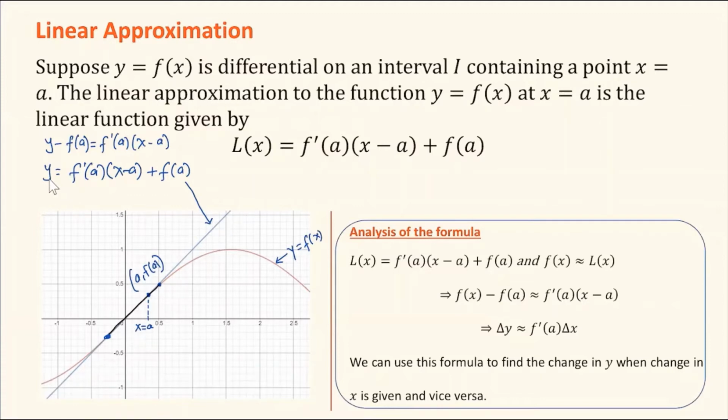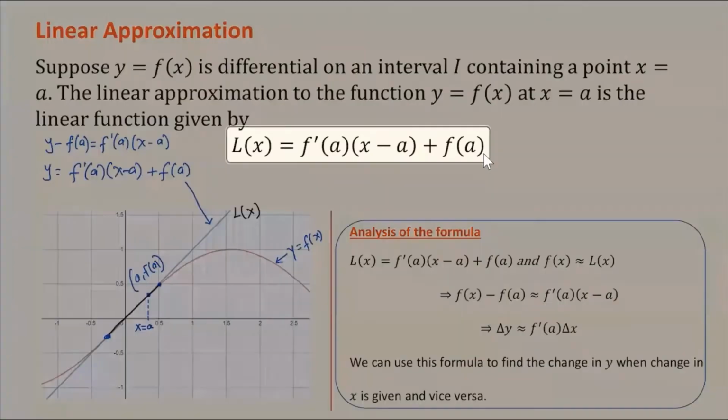So instead of calling it y, we also call it L of x, the linear function. So that linear function L of x is equal to f prime a times x minus a plus f of a, the same equation. So that function approximates the value of the function around x equal to a. So this equation, L of x equals f prime a times x minus a plus f of a, is the equation to approximate the value of the function using linear approximation.